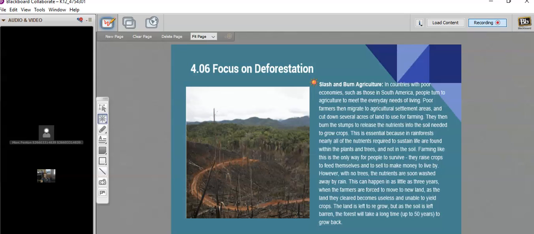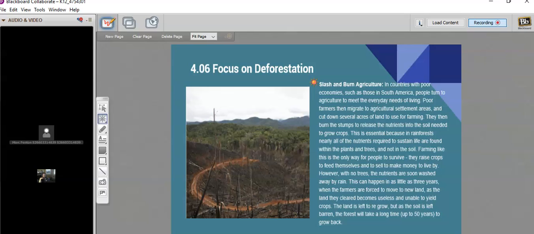Slash and burn agriculture. In countries with poor economies, such as those in South America, people turn to agriculture to meet the everyday needs of living. Poor farmers then migrate to agricultural settlement areas and cut down several acres of land to use for farming. They then burn the stumps to release the nutrients into the soil needed to grow crops.